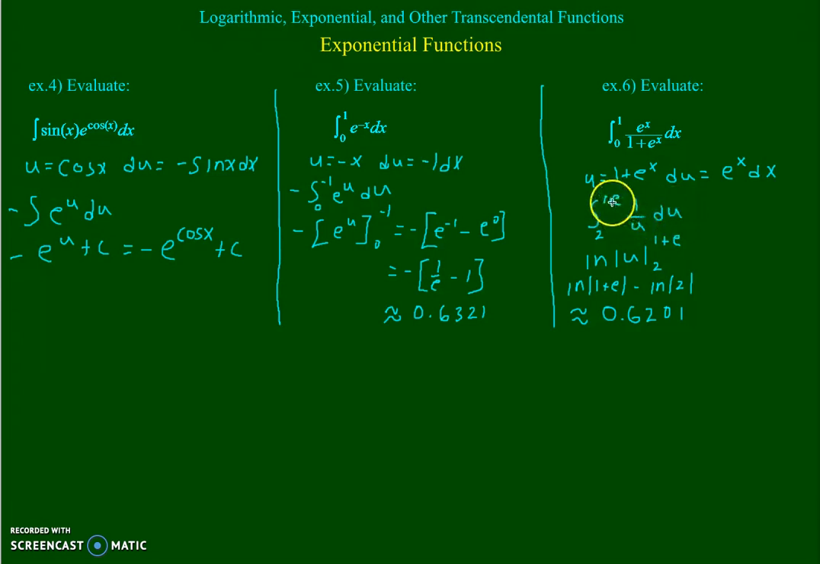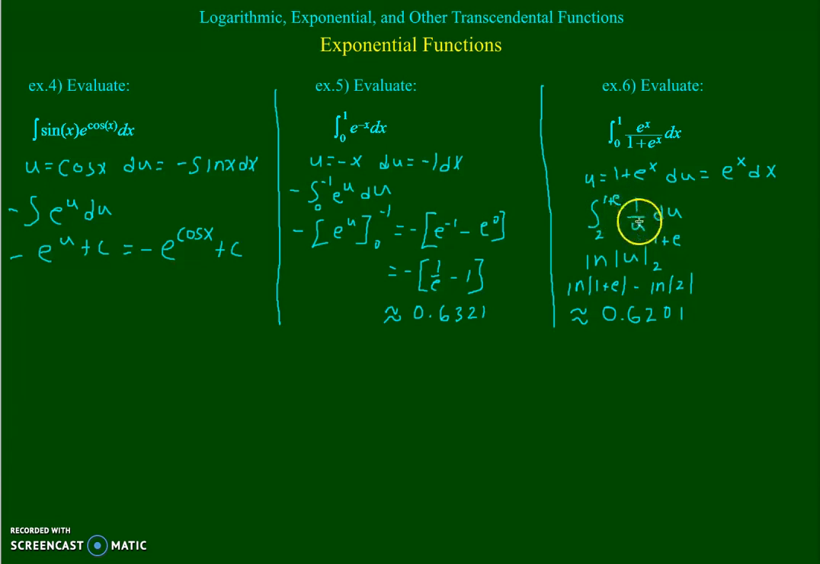Again, we have to change the limits of integration because now we're dealing with integration variable of u as opposed to integrating with respect to x. So when we put in a 0 for x, we get 1 plus e to the 0, which is 1 plus 1, which is 2. And then when we put in a 1 for x, we get 1 plus e to the 1, which is just 1 plus e.